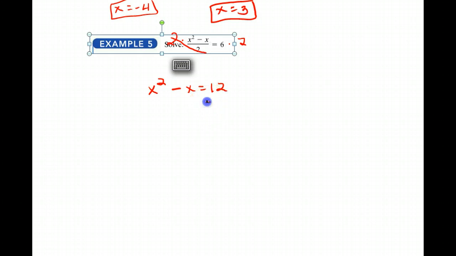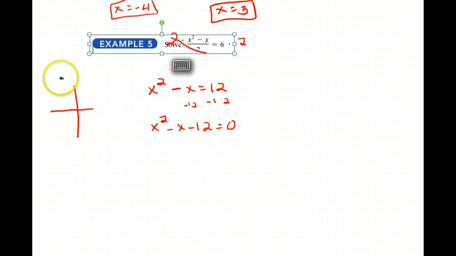And then we simply have to subtract 12 from both sides to get it equal to 0. So we'll have x squared minus x minus 12 equals 0. Since the coefficient for my x squared term is positive 1, we can use the C method. So we want factors that will multiply to C and add to B. So I want to multiply to negative 12 and add to negative 1. We can use negative 4 and positive 3.